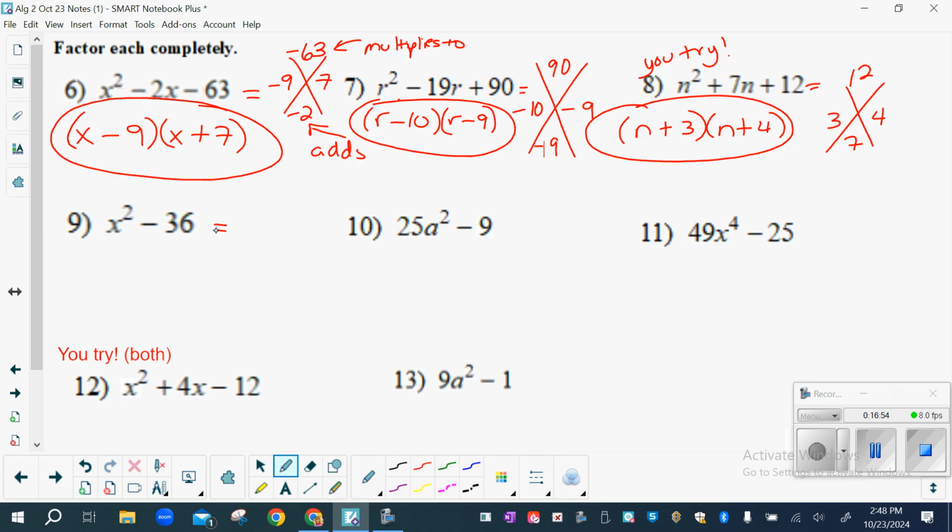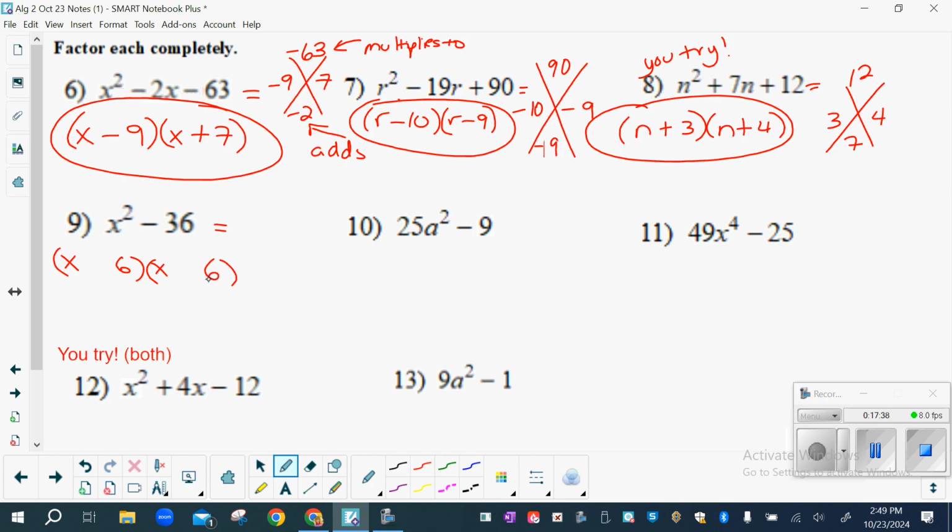So notice that, can we take the square root of x squared? Yeah. Can we take the square root of 36? Yeah. So as long as there are two squares separated by a minus, we can factor it the same way. We're going to take the square root of x squared, which is x, and x. Does that make sense? And then what's the square root of 36? Ariella, do you know what the square root of 36 is? Yes. So 6 and 6.